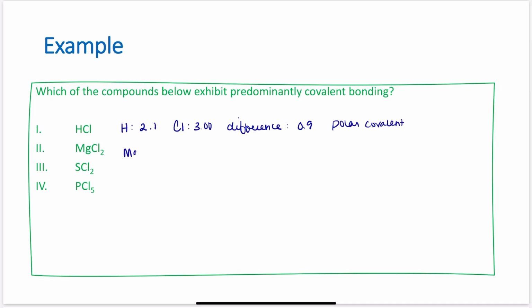Magnesium, electronegativity of 1.2, chlorine, 3.0. Difference here, 1.8. It is polar covalent, but it's almost ionic.